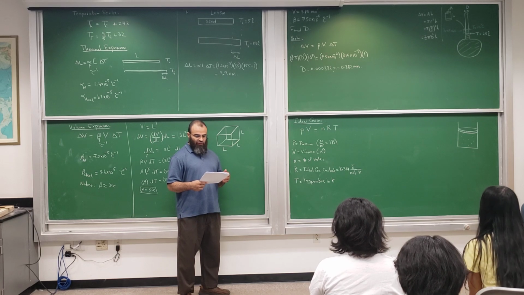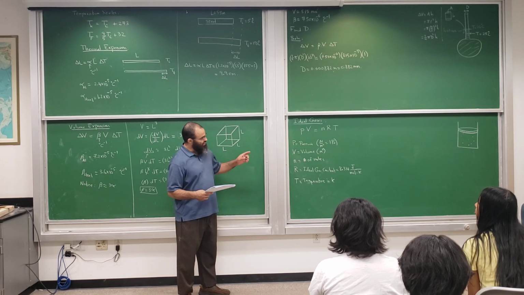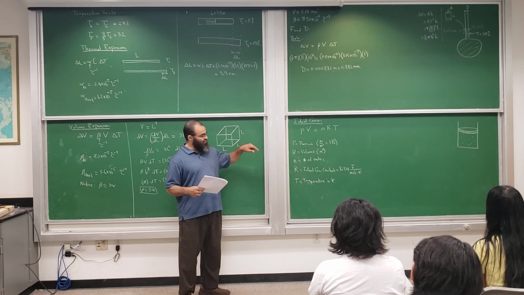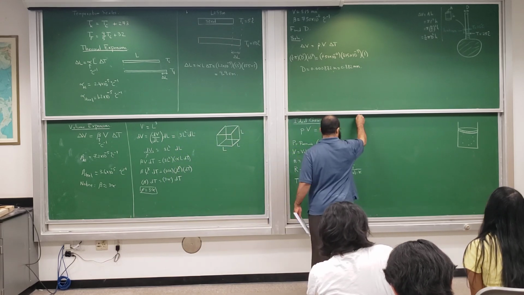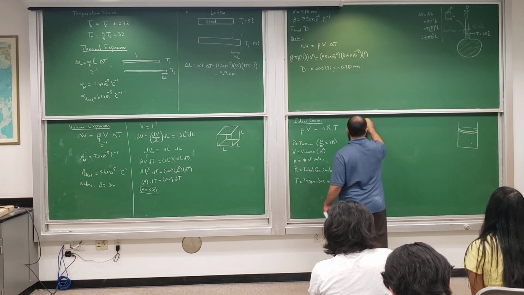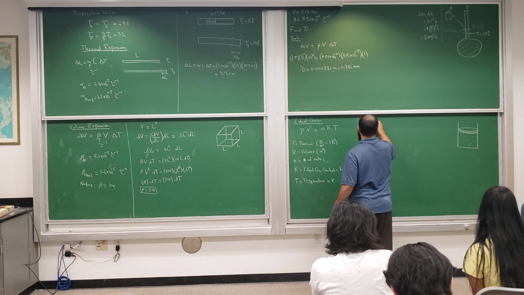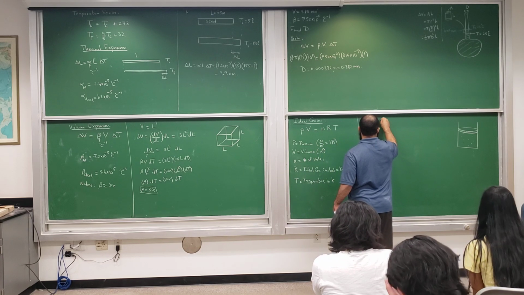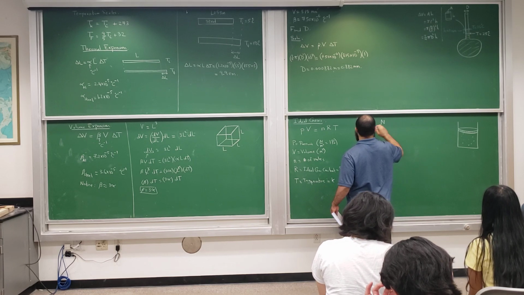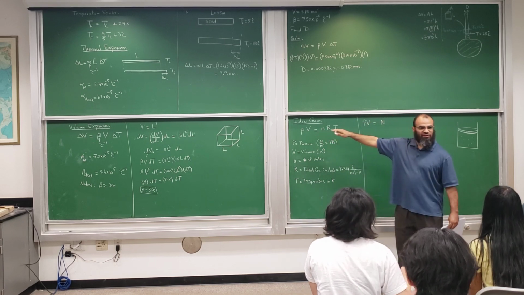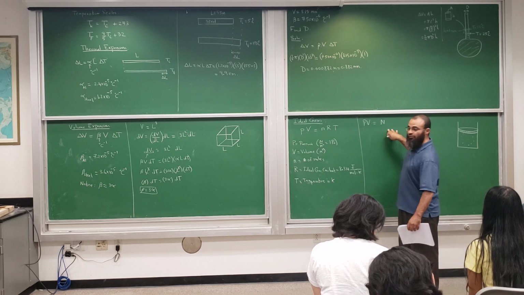Now, another form of this ideal gas law, you might see it in the following form. That's PV equals N kB. In fact, let me work with this one, show you how you can modify this into the form that I want.